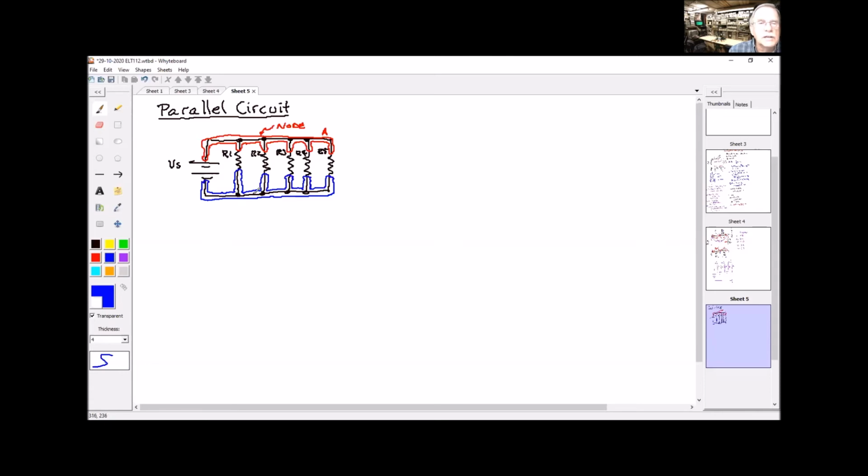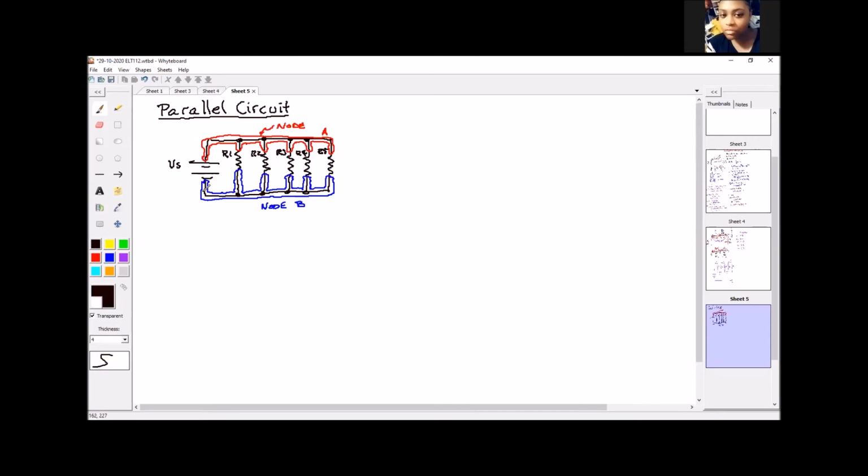So all of this is electrically the same place. We'll call that B. So this would be node B. Everybody follow how I labeled the nodes? Any questions on that? Just one.